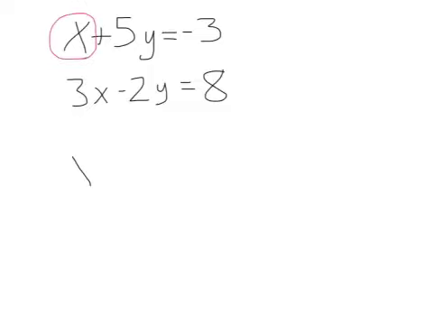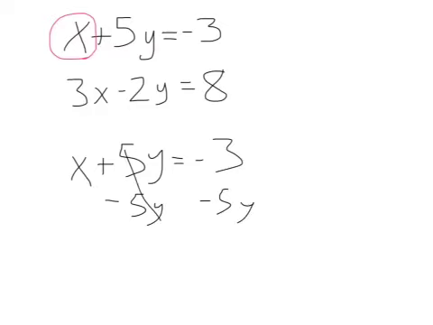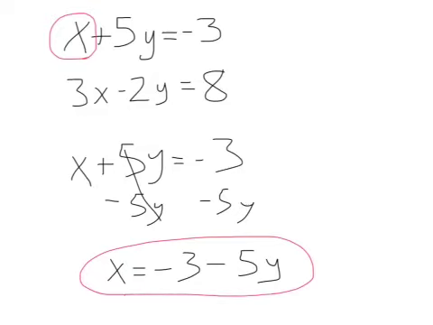So let's rewrite that equation. x plus 5y equals negative 3. And if I want to get x by itself, I'm just going to have to subtract 5y from both sides. That's going to give me x equals negative 3 minus 5y. Okay, now I've got my x by itself. From here, I'm going to look at my other equation. Here I have 3x minus 2y. This is my other equation. And I'm going to plug in for x this whole thing, negative 3 minus 5y.